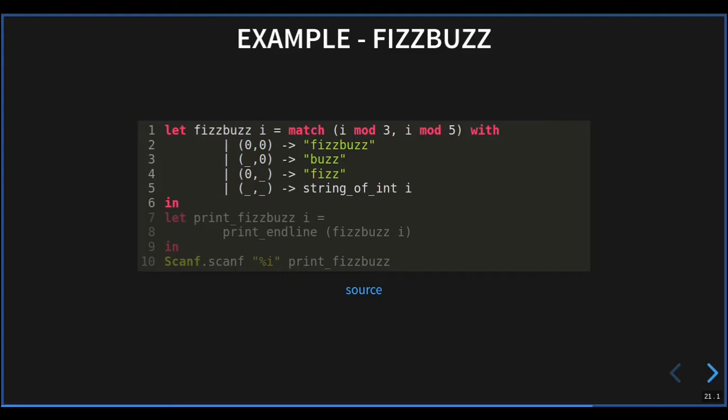And this underscore here is a special construct that is used to match any value. So for example, here we're saying that the second value needs to be 0, but the first one can be anything.